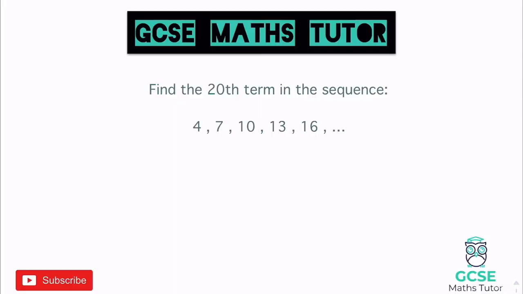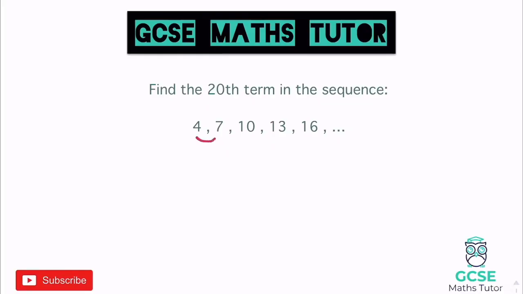So it says find the 20th term in the sequence, and it gives us the start of a sequence. And obviously what we could do is just see what it's going up by and keep writing it, but if we're trying to find the 50th or the 100th term, it's not a very efficient way of doing that. So we're going to have a look at how we can use the nth term to find the answer to this. So first of all, we're going to find the nth term of this sequence.